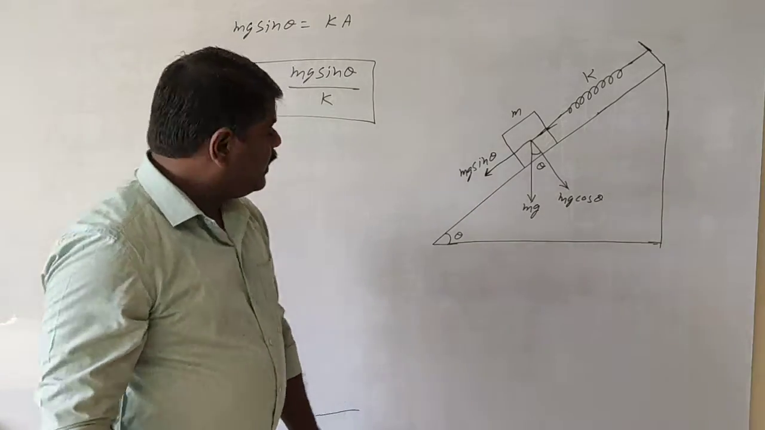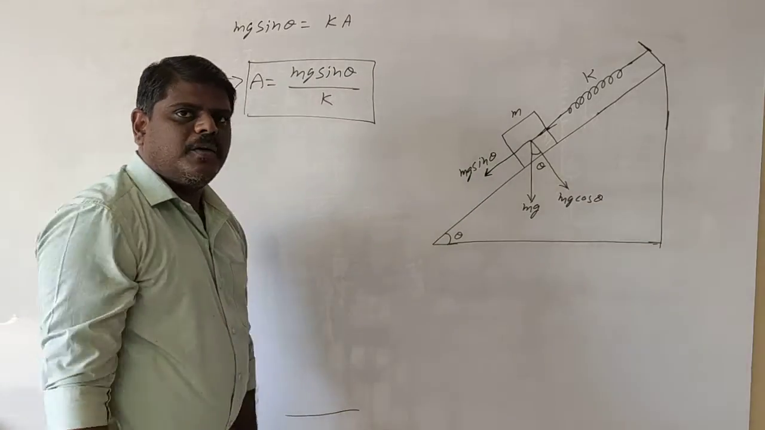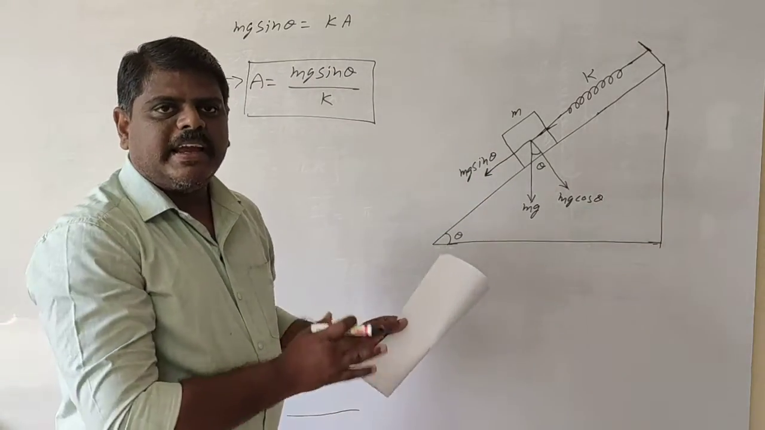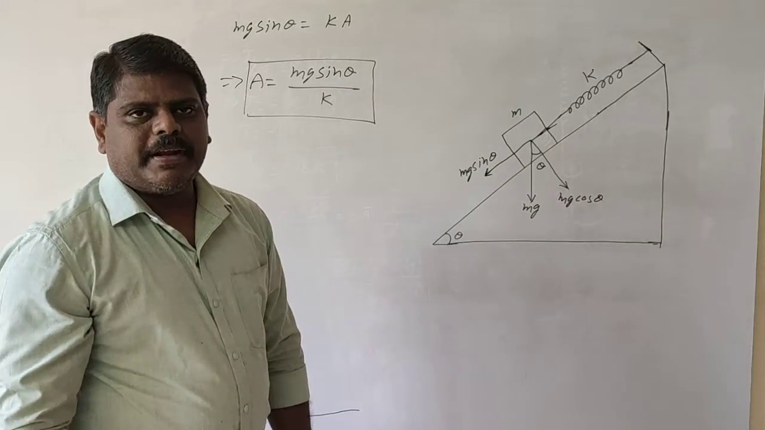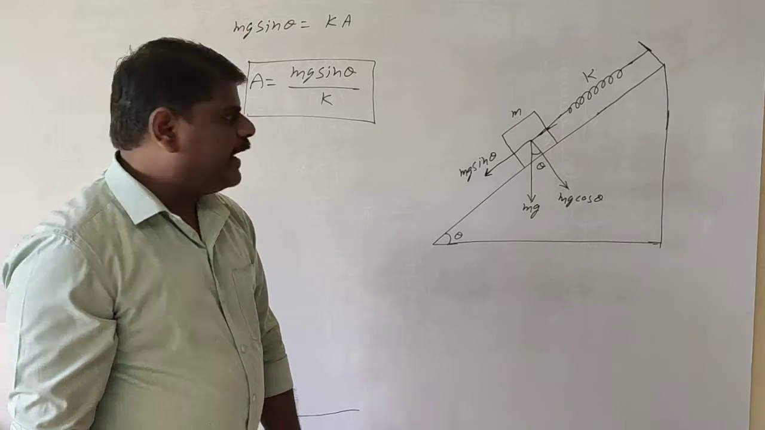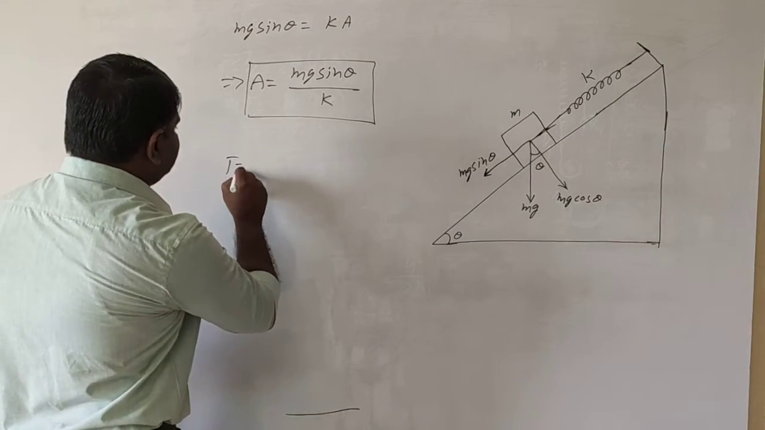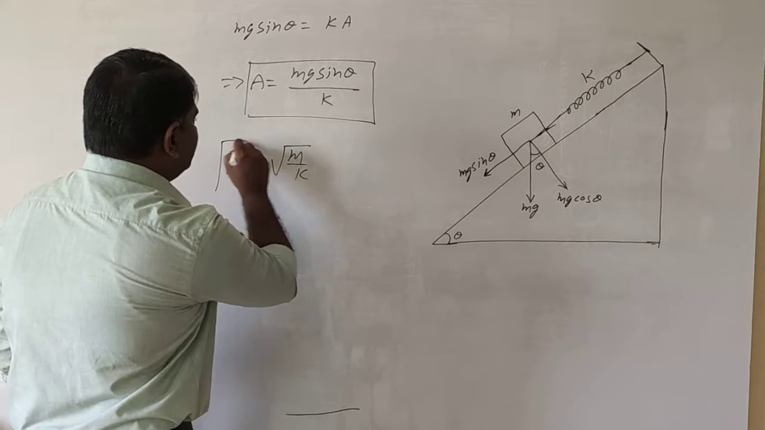Next, the second part. Remember very carefully: to write the first part, you need to write down these forces, then take the equilibrium condition, and only then can you get this answer. Next is the time period. It is a direct formula. What is the formula for time period? T is equal to 2 pi into under root of m by k. This is a direct formula itself.